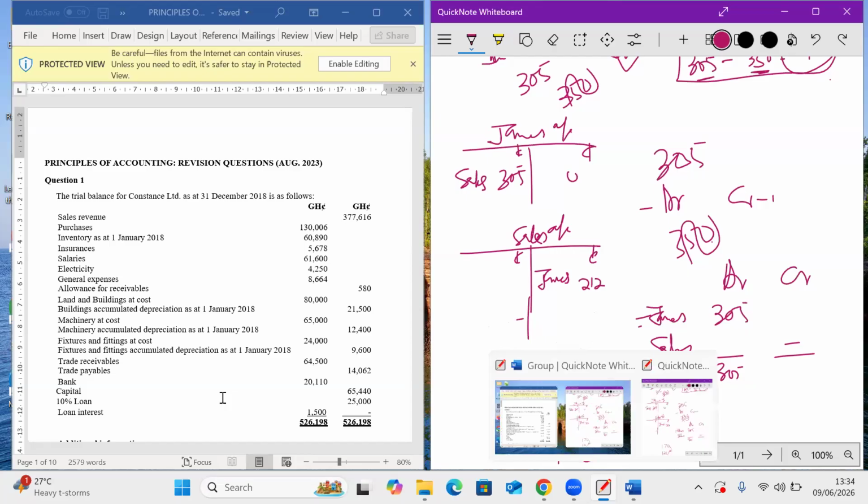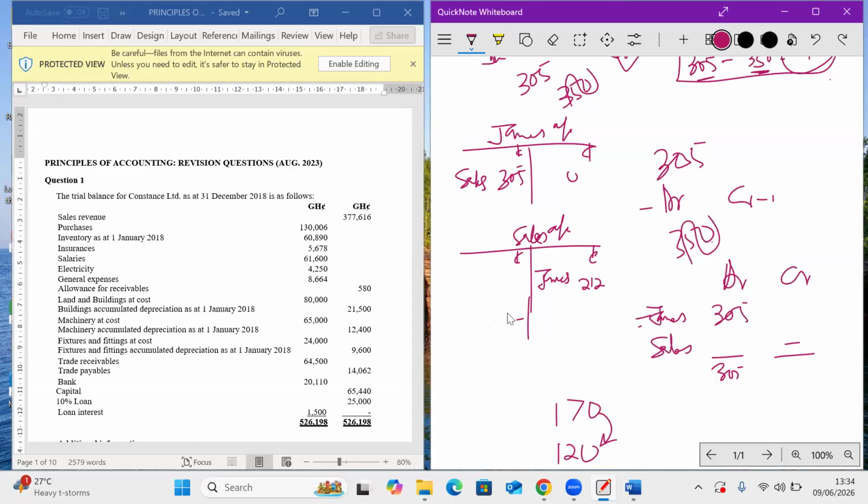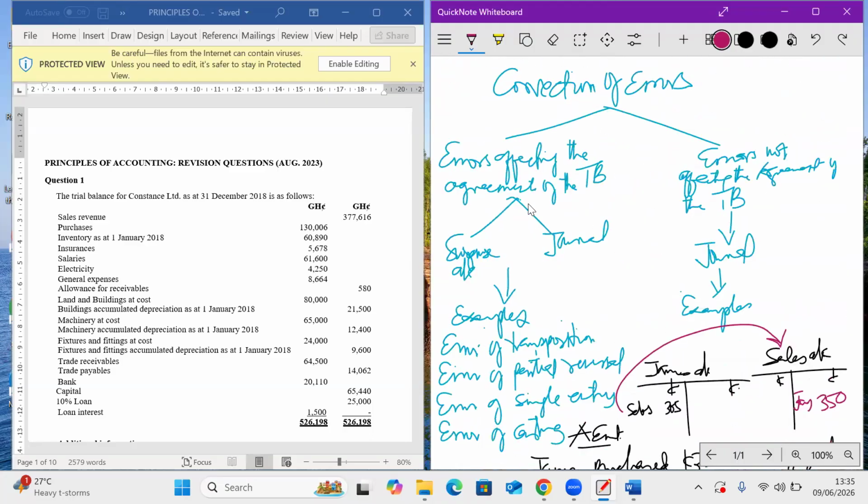The question is, will it affect the agreement of the trial balance? To know whether or not it will affect, you just check it this way. What is the total debit? 305 for both accounts. What is the total credit for both accounts? 212. Are they the same? No. So it will affect. And whenever the error affects the trial balance, you would correct it by using the suspense account, and also you use the journal. Do you get it? Yes, sir.